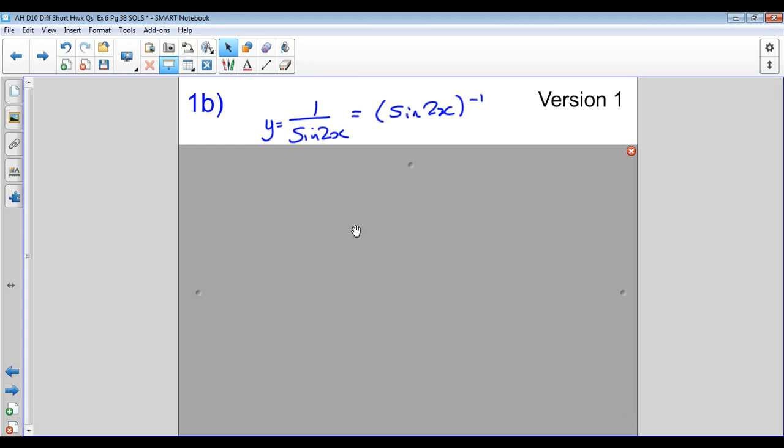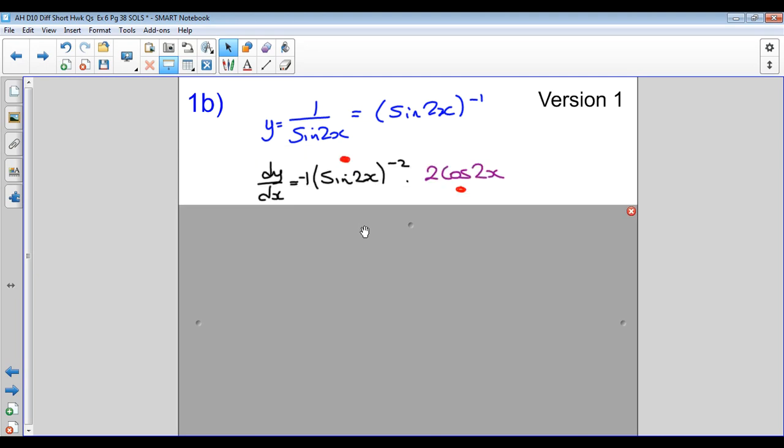This one I've done in 3 different ways for you to appreciate. So the first way that you might see it is to bring it up as to the minus 1. You don't get a mark for that. Then to differentiate, you can bring minus 1 to the front, take 1 off the power to the minus 2 and remember the chain rule. There's a third mark to express it all together.